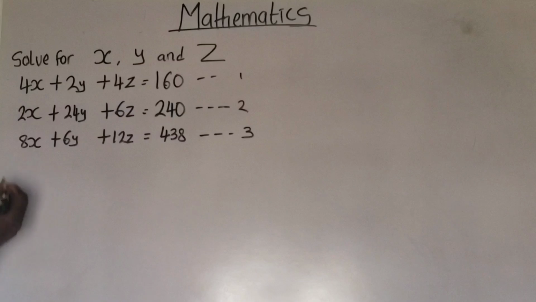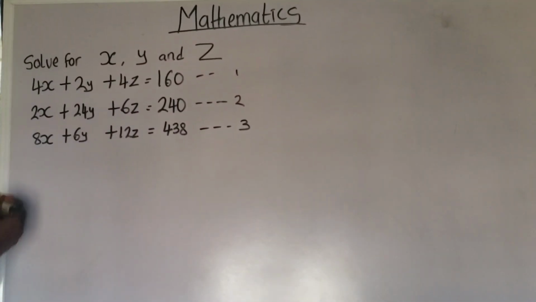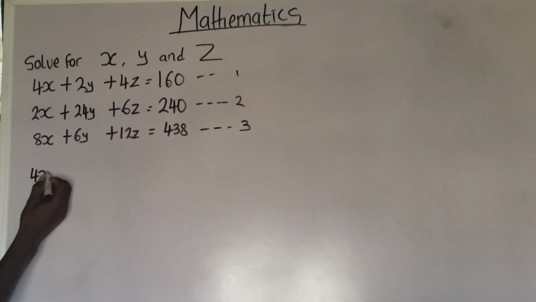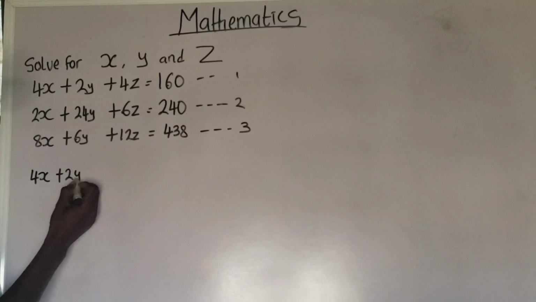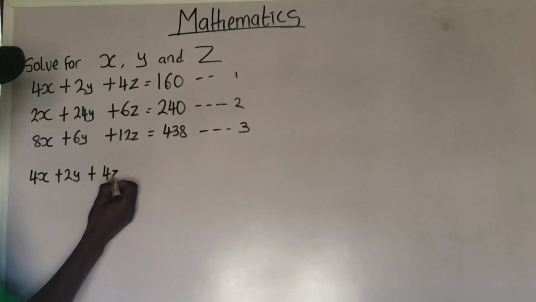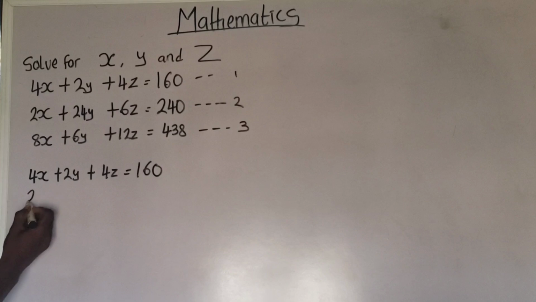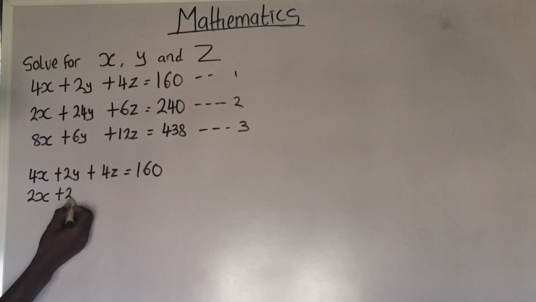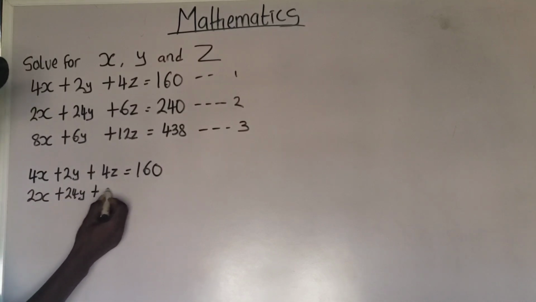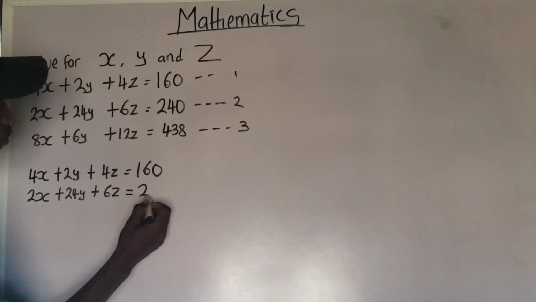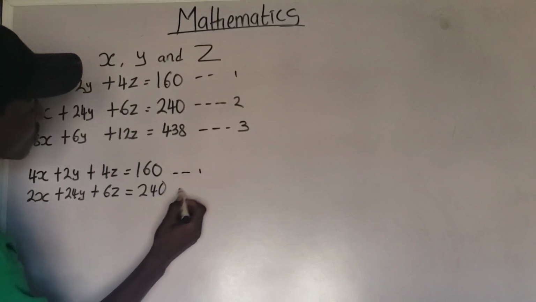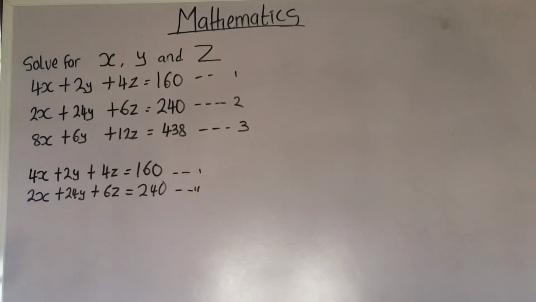For equation 1, we have 4x plus 2y plus 4z is equal to 160. And for equation 2, we have 2x plus 24y plus 6z is equal to 240. So this is equation 1, this is equation 2. Now we have taken two equations out of these three equations.